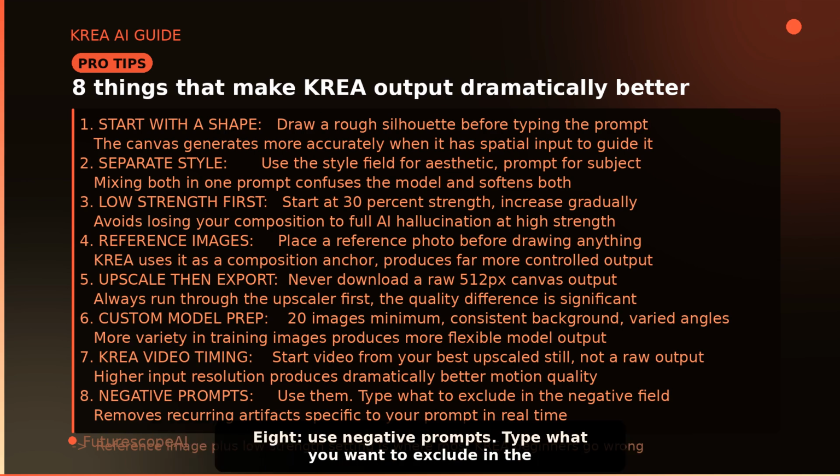8. Use negative prompts. Type what you want to exclude in the negative field and KREA removes those elements in real time.